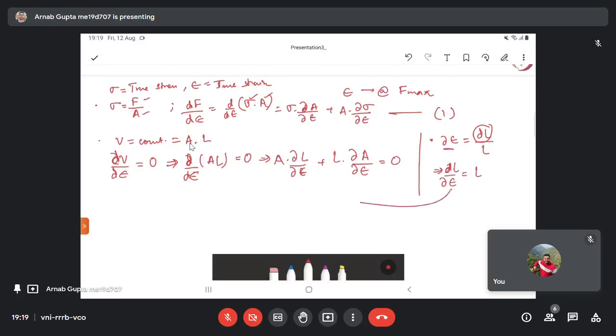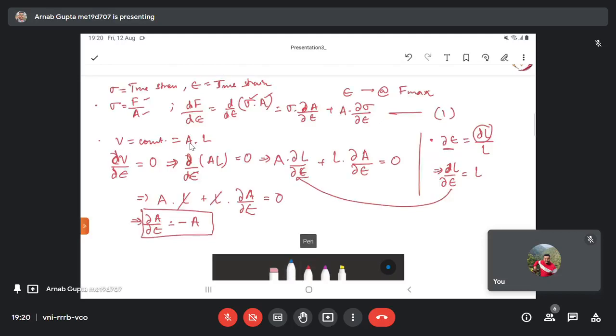We will substitute it here, and what we get is A into L plus L into dA by d epsilon is equal to 0. So L will cancel out. So dA by d epsilon is equal to minus A. We have got this information from here. Now the problem has become easy. We need to substitute this into equation 1. Upon doing that, what will we get?